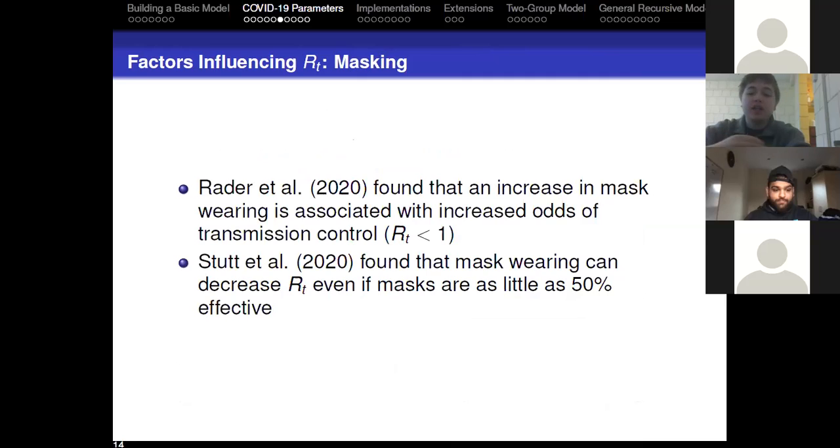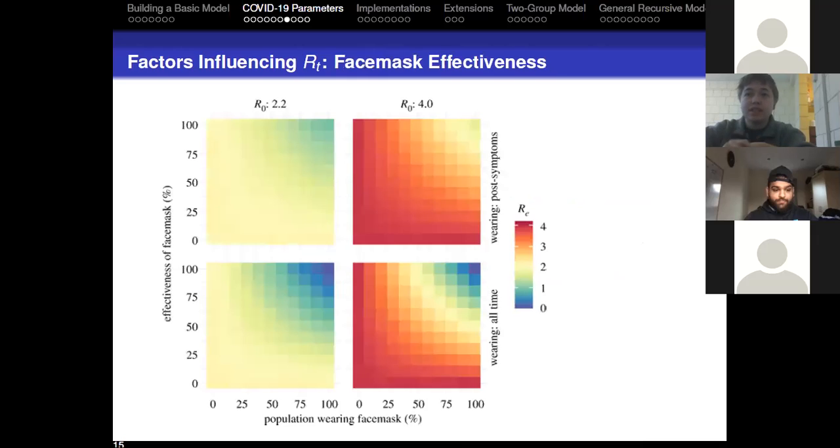And so another factor that influences RT, of course, is masking. And one study found that an increase in mask wearing is associated with increased odds of transmission control, and that would be defined as getting RT below 1. And then another study found that mask wearing can decrease RT even if masks are as little as 50% effective. And that's what we'll see on the next slide, with this chart showing what the effective reproductive number can be with different proportions of the population wearing masks and different effectiveness of masks.